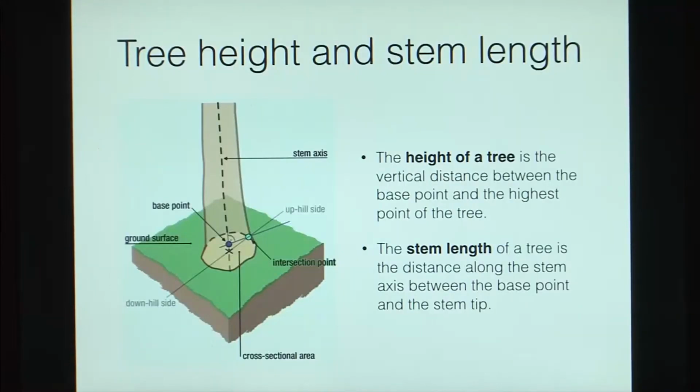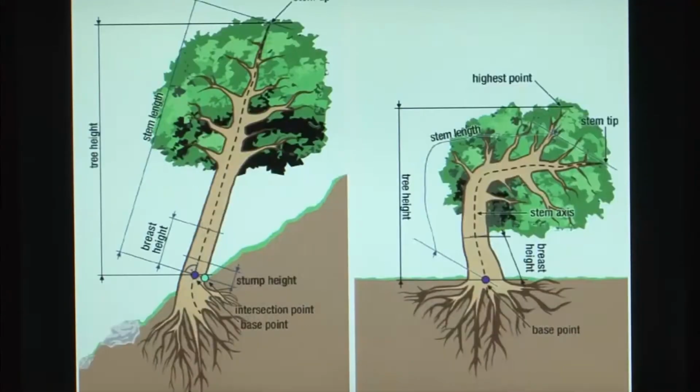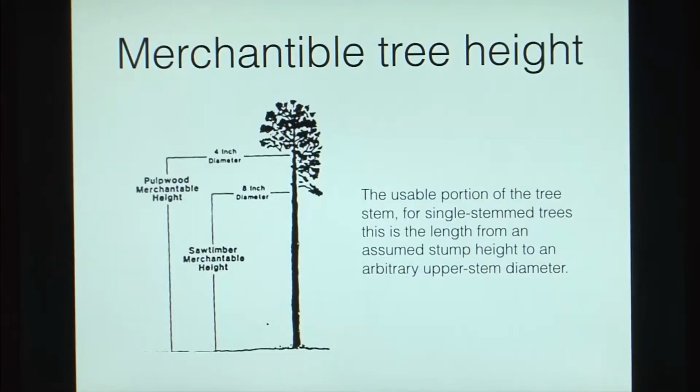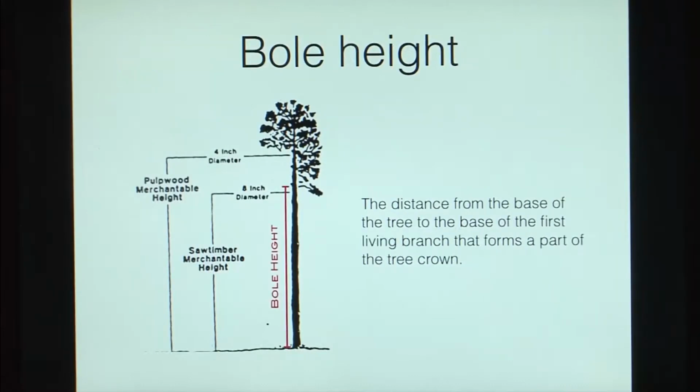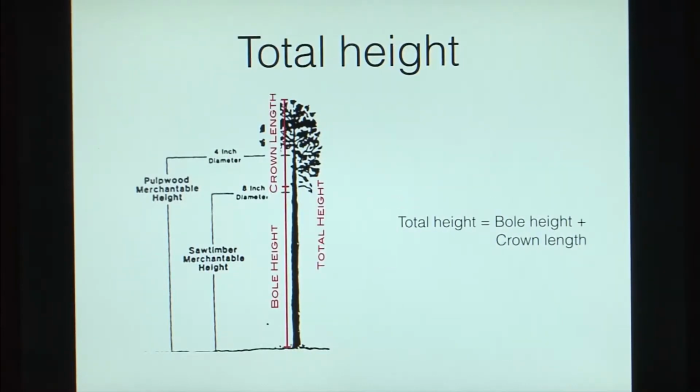We looked at the difference between the tree height and the stem length in different situations. Then we also looked at the merchantable tree height, then things like bole height, total height and the canopy length.